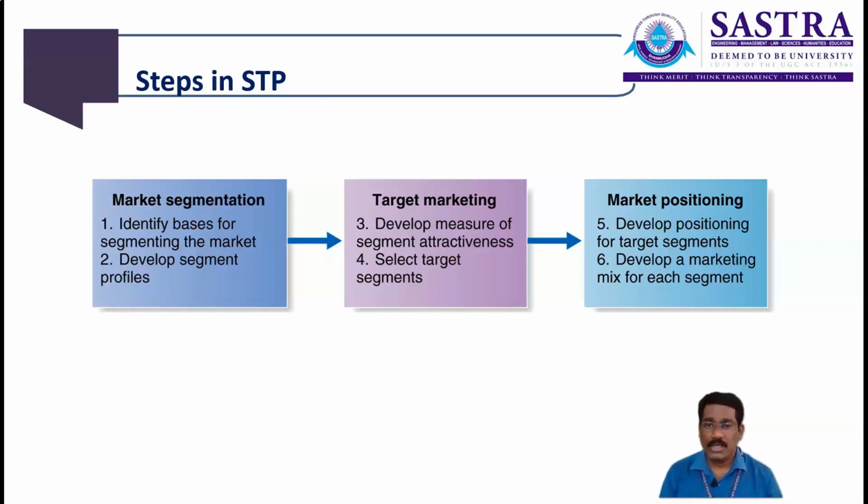Hope you are all clear that there are 6 steps in STP. One is identifying the basis for segmenting the market. The next one is developing the segment profile. This is a very important step in the process. And as a marketer, they try to target the market through developing measures of segment attractiveness. Also they select target segments. And in terms of positioning the market, they develop positioning for target segments, and finally they develop a marketing mix for each segment.